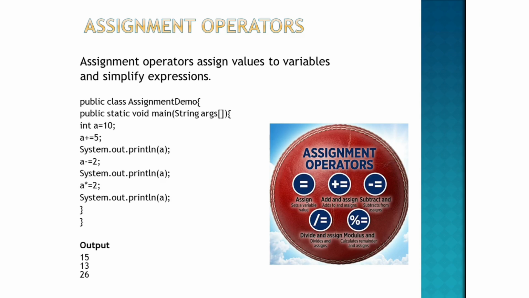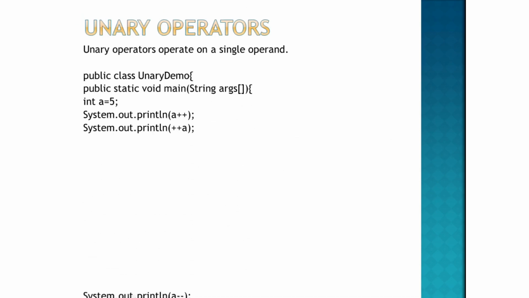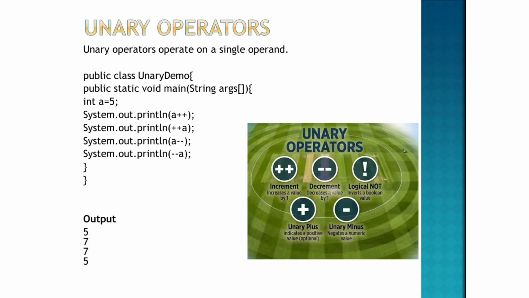Okay. Next one is the unary operator. As the name suggests, a unary operator works on only one operand or one variable. The most commonly used unary operators are increment and decrement. Look at the program. We initialize a = 5. Then we write a++.